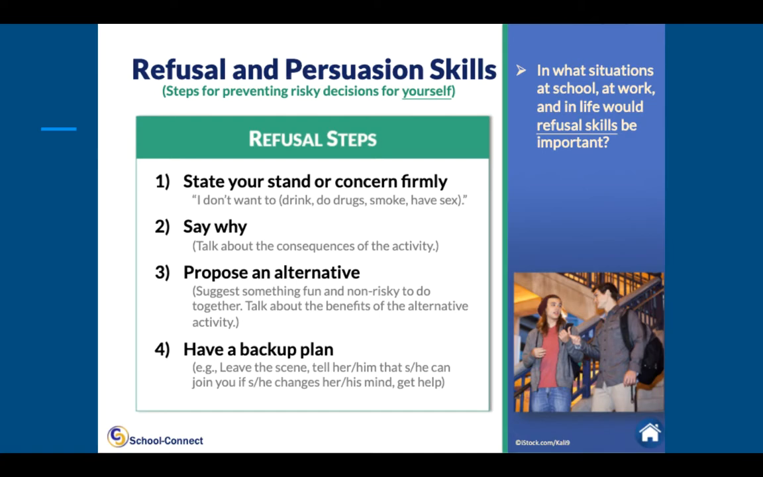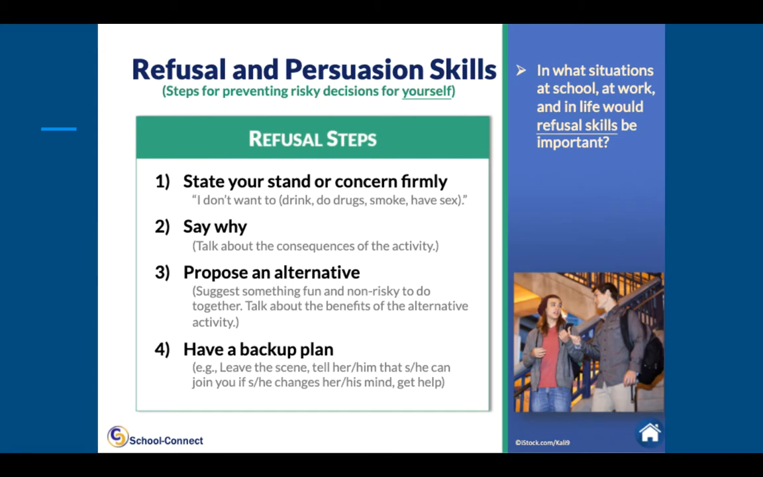Now, the next slide talks about different steps on how to refuse. When you want to say no to something that you just don't feel comfortable doing, or you don't feel like you want to do it, here are 4 different steps of how to refuse that situation. Step number 1 is state your stand or concern firmly. Number 2, give a reason why you don't want to do it or why you're refusing to do it. Number 3, propose an alternative. Suggest something else rather than just saying no. It's like, no, why don't we rather do this, or let's go ahead and do this instead.